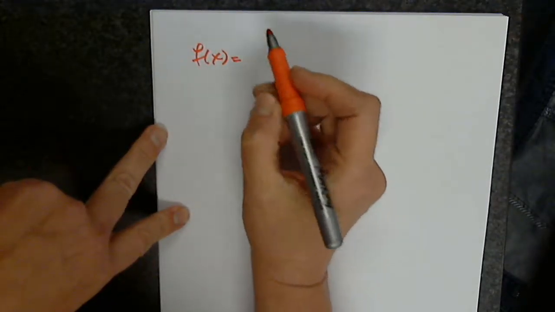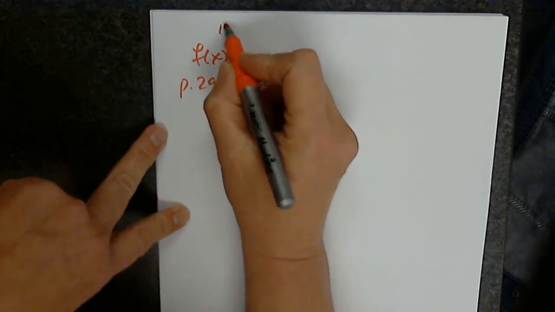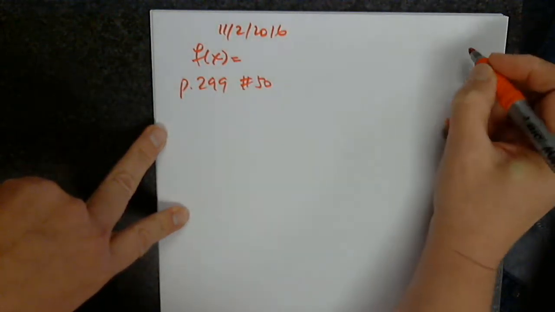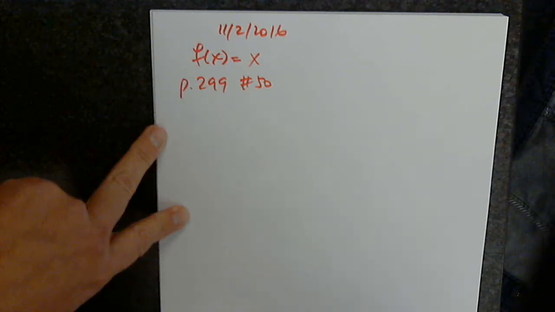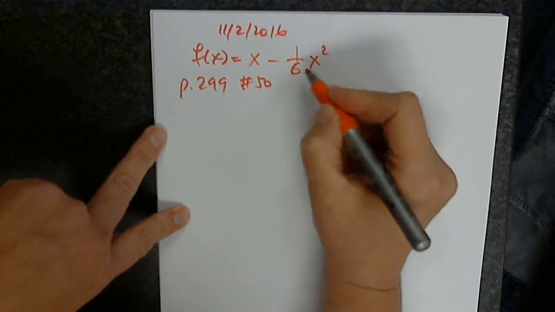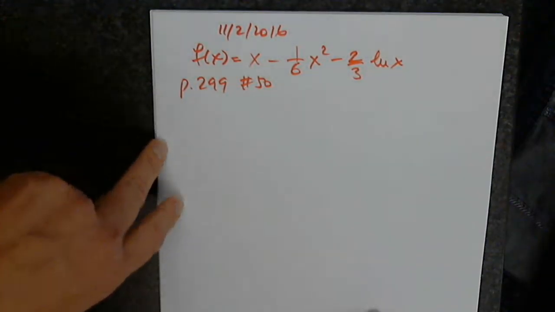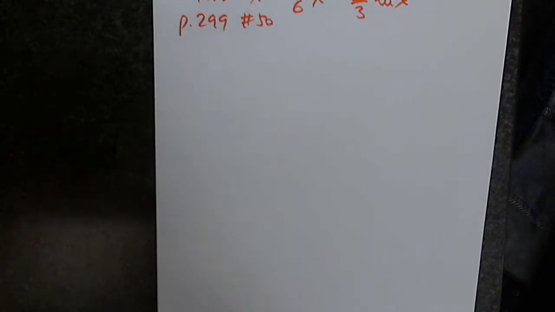This is page 299, number 15. And it's f of x equals x minus 1/6 x squared minus 2/3 natural log x. Very good. So what are we asked to do?